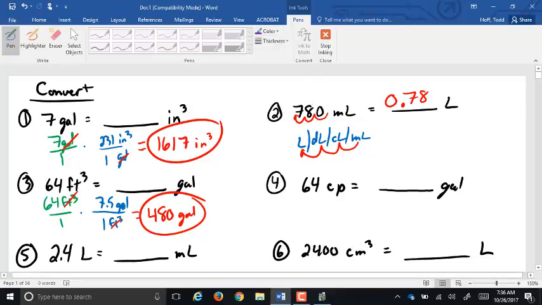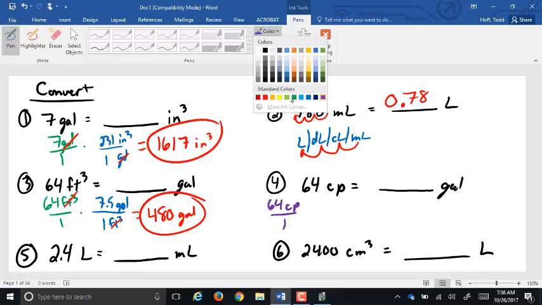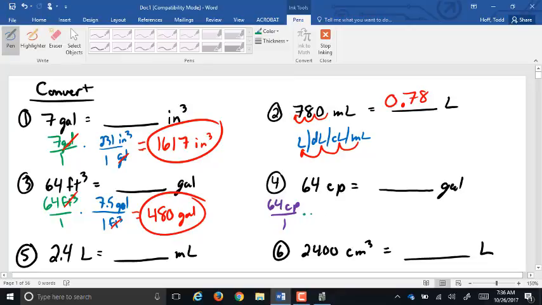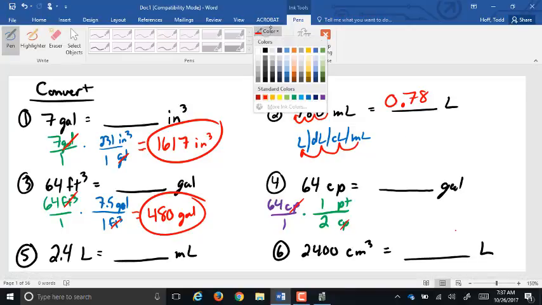Now this next one is here for a reason, because we're going to have to do something here that's going to lead us into our lesson for tomorrow. We get rid of cups. Cups are going to be on bottom, but we don't have a direct equivalency from cups to gallons. So we're going to have to go from cups to pints. We know that 1 pint is 2 cups. So now the cups cancel out and we're in pints.